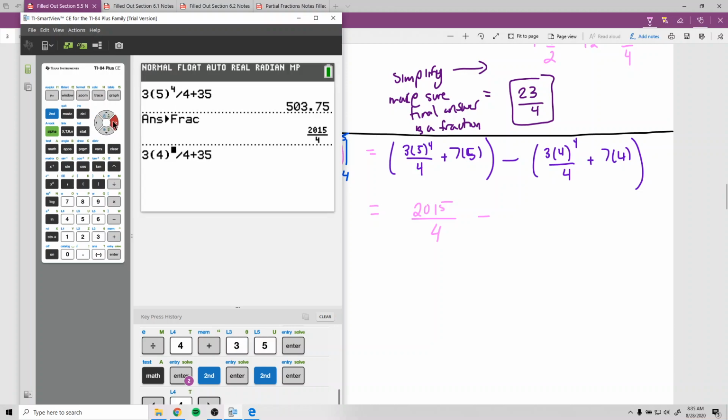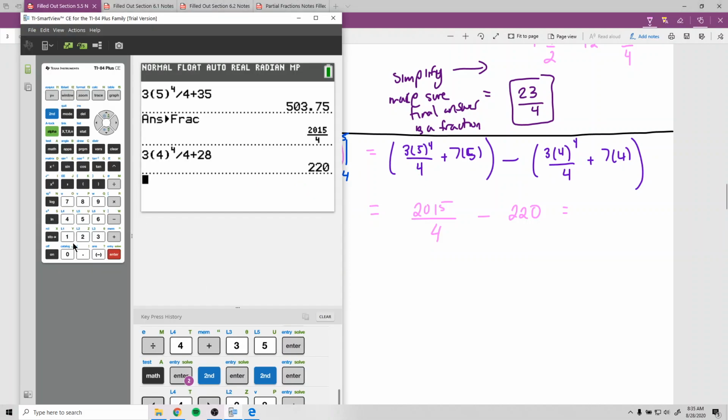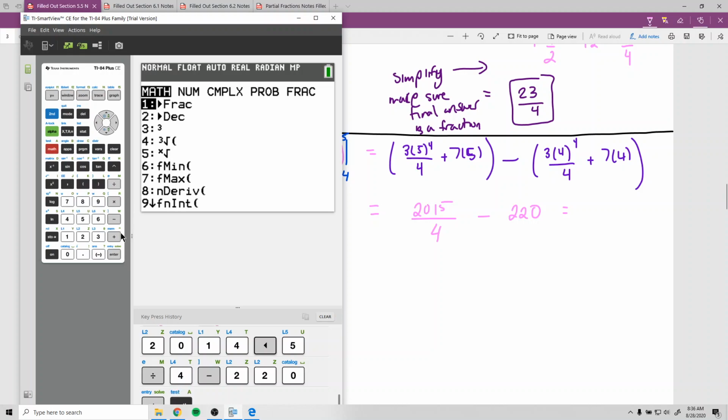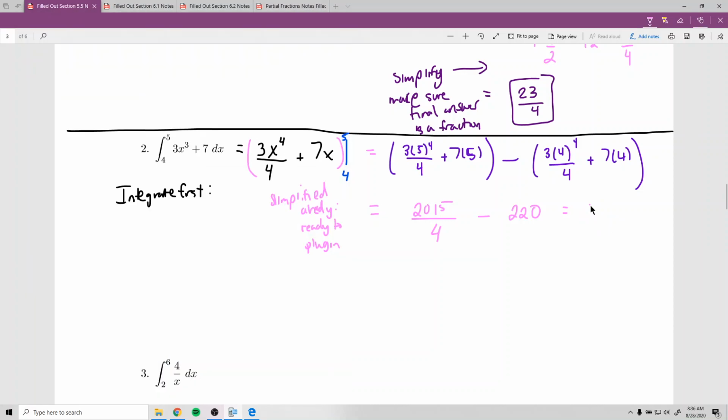We plug in x is 4, and then that 35, 7 times 4 is 28, so that gets changed. And that's a whole number, so we don't have to switch it to a fraction. Minus 220. And now, since you left each as a fraction, then you can type each in your calculator. 2015 divided by 4 minus 220. If you get a decimal, hit math and frac, and we got 1,135 over 4.